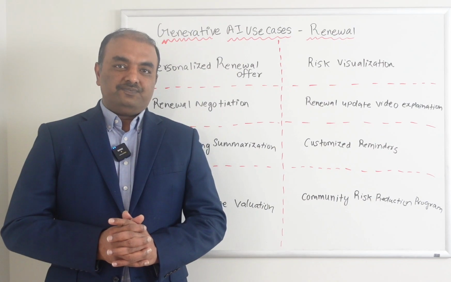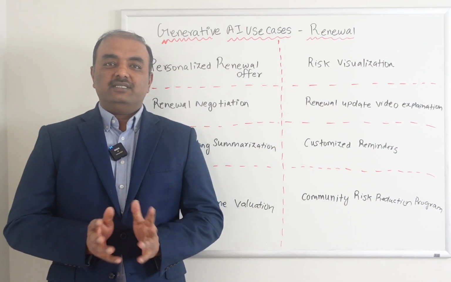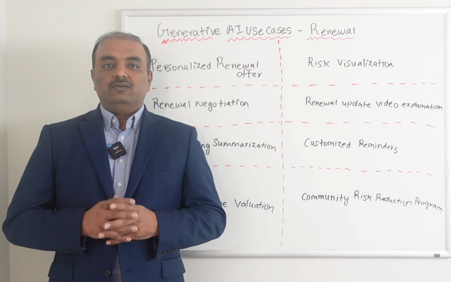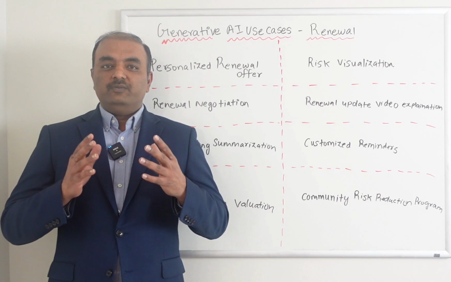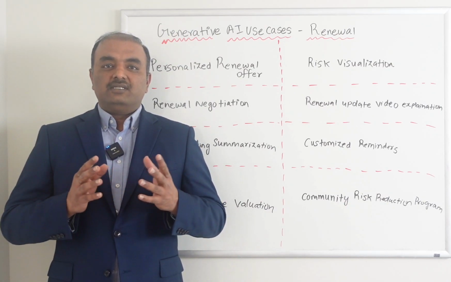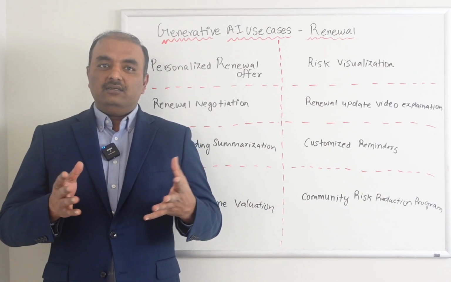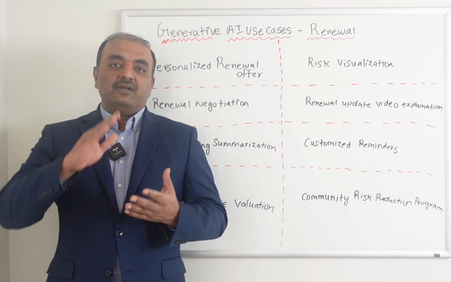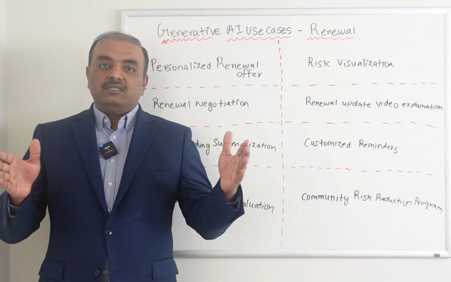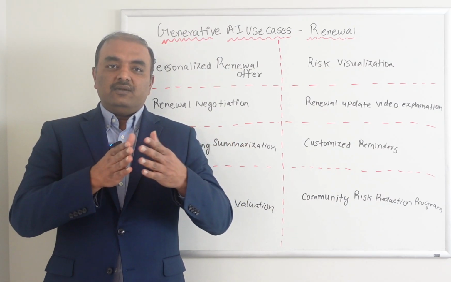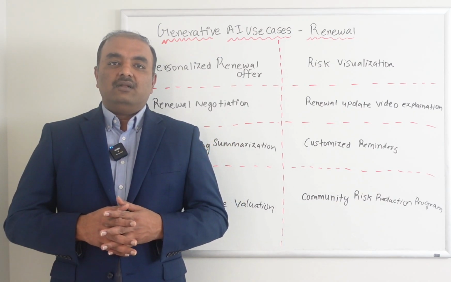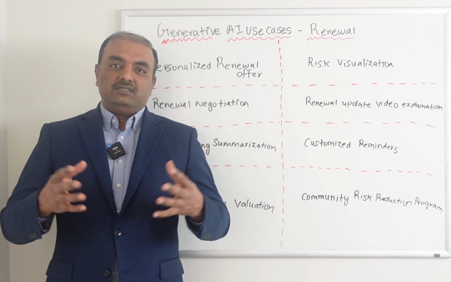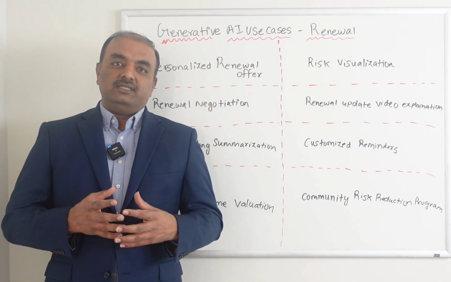Today I'm going to cover generative AI use cases in renewal transaction. So let's give a quick recap about what is meant by renewal. If you have a customer who has a personal auto policy for 1 year, and their policy is going to expire, it is important that the customer renews the policy to have continuous coverage. So in this entire workflow of the renewal process, there are various use cases where AI can help in optimizing the process. Let's quickly see those use cases.